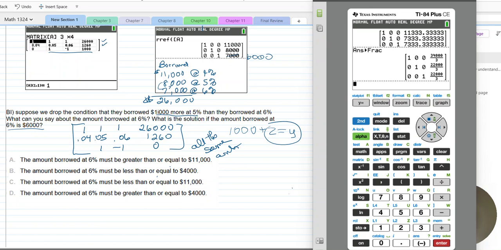Okay, so what would we have? The amount borrowed at 6% must be greater or equal to 11,000. The amount borrowed at 6 must be less than or equal to 4,000. Yes, that is correct. The amount borrowed, because if we did it, they'd have to be the same, which would make it in that range. The amount borrowed at 6% to be less than equal to that. No, that's wrong. The amount borrowed at 6 must be greater than or equal to 4,000.